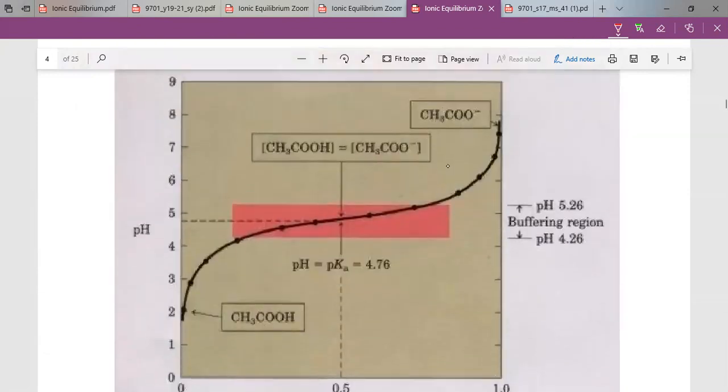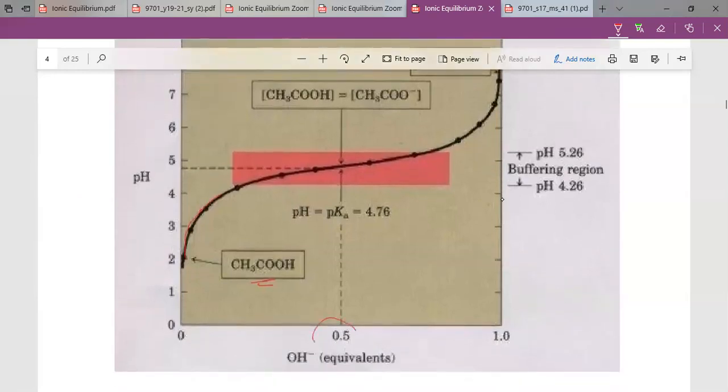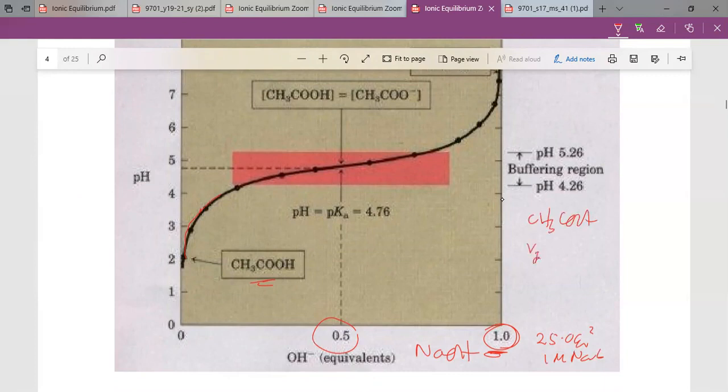Now this is the actual one. Why here does it go up so fast and then here slowly? Because of the midway point. This is NaOH added, and the end point is here. Let's say this is 25 cm cubed of 1 molar NaOH added to the original ethanoic acid, whose volume is 25 cm cubed of 1 molar. At halfway, which is half, it's 12.5, it's here.